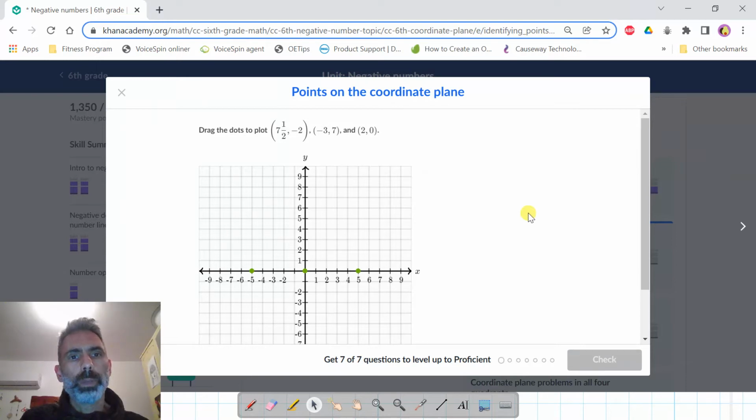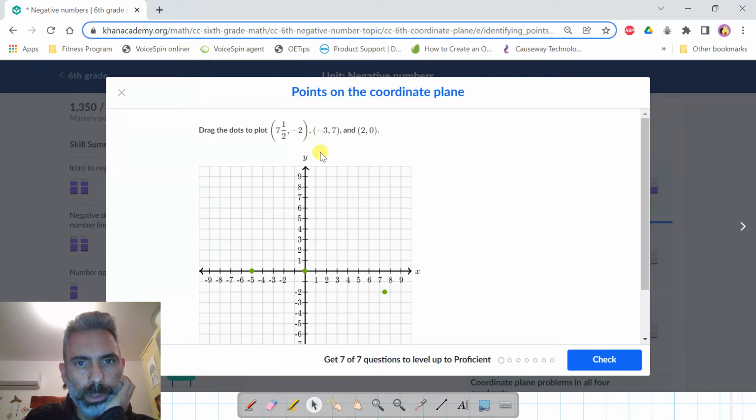Drag the dots to plot 7.5 and -2. So 7.5 on the x-axis, and -2 is here.